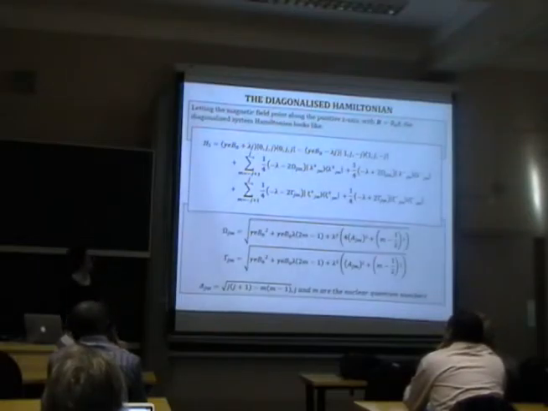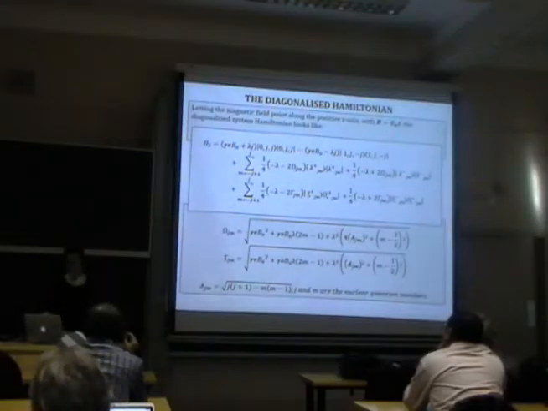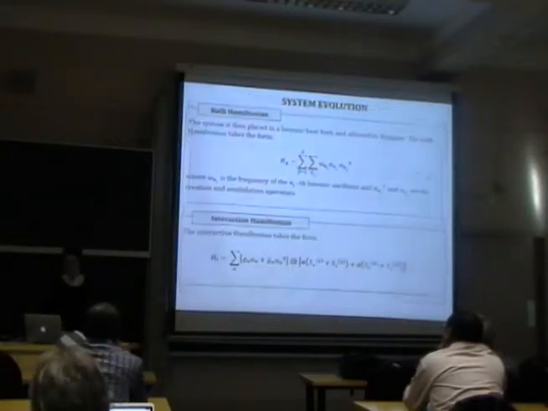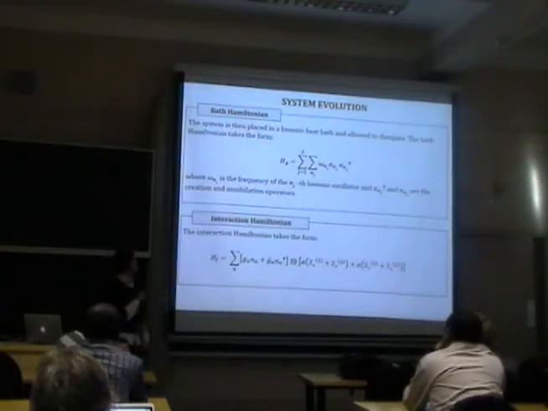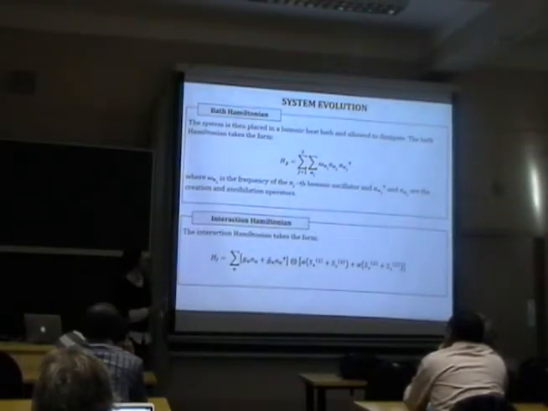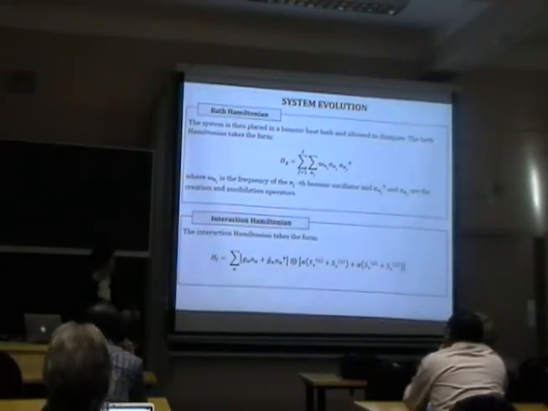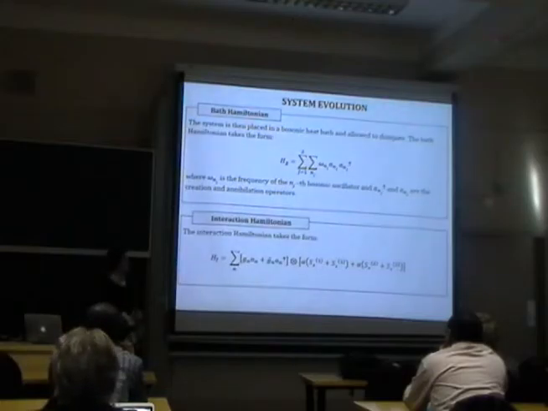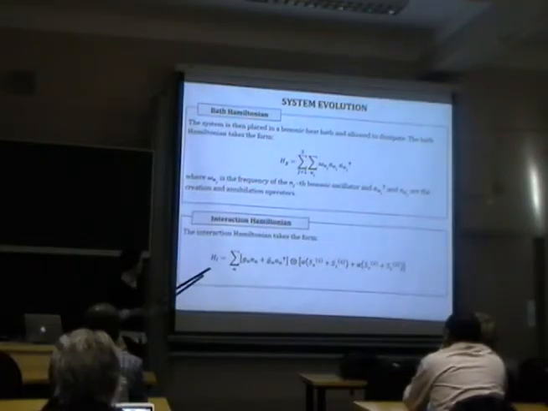Don't pay that much attention to this, it's just diagonalizing the Hamiltonian to make the next steps easier to do mathematically. So now the system evolution, because it's not an isolated quantum system, it's interacting with its environment, I have to put it in a bath, in a thermal bath, and allow it to dissipate. So that's just the form of the thermal bath, and the interaction Hamiltonian can then be written like this.